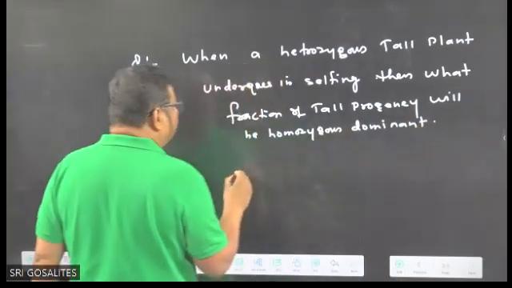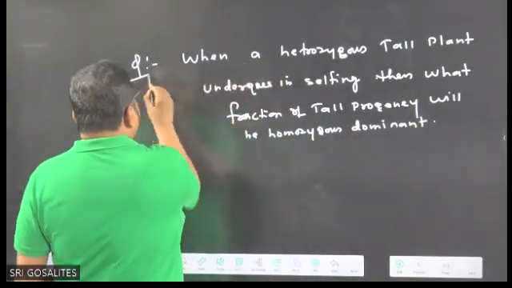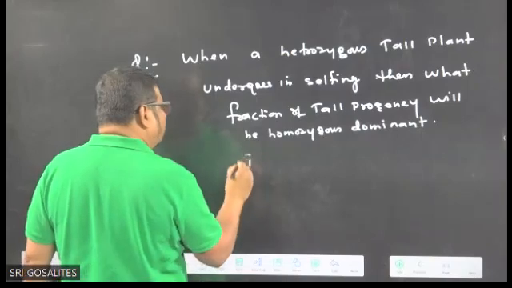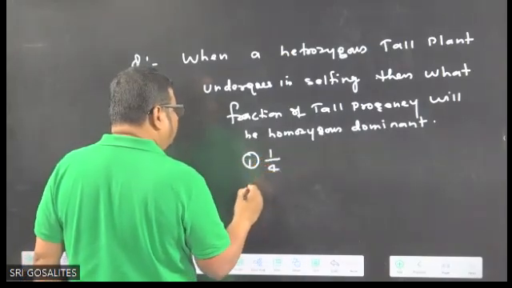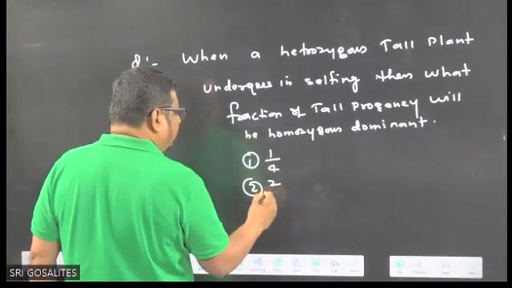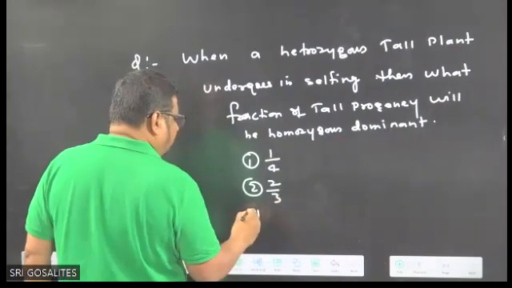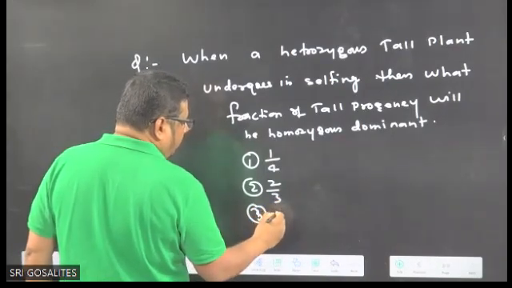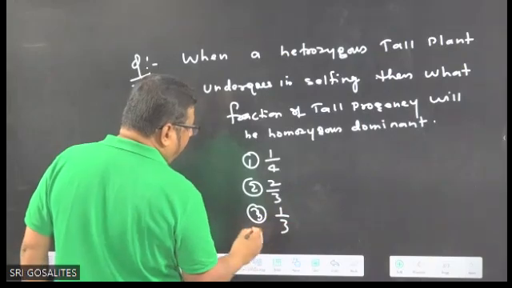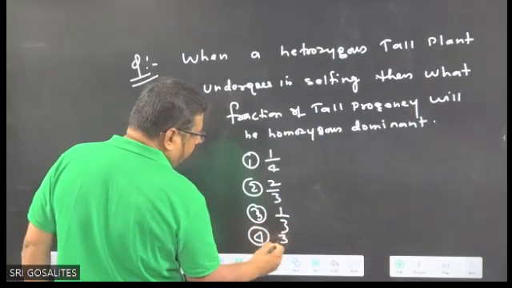Suppose this question came in the NEET exam. How will you solve it? First option is 1/4. Second option is 2/3. Third option is 1/3. Fourth option is 3/4.